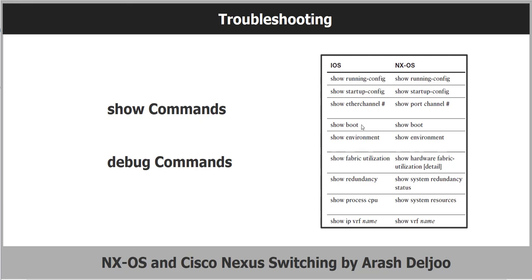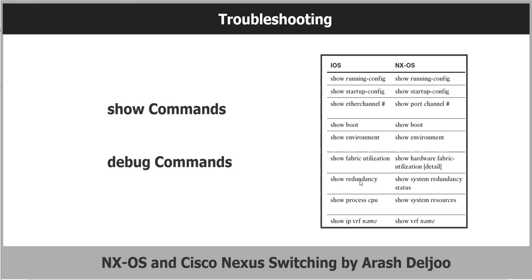For displaying the current boot variables, in IOS we use show boot. In NX-OS, again, we use show boot. For displaying all environmental parameters, we use show environment in IOS and also in NX-OS. For displaying the percentage of fabric utilized per module, in IOS we use show fabric utilization. In NX-OS we use show hardware fabric-utilization, and optionally with detail.